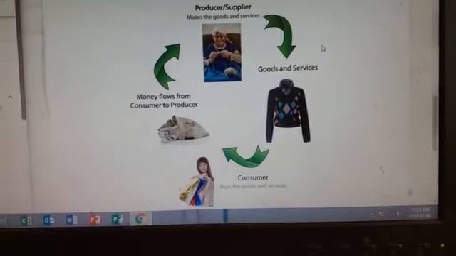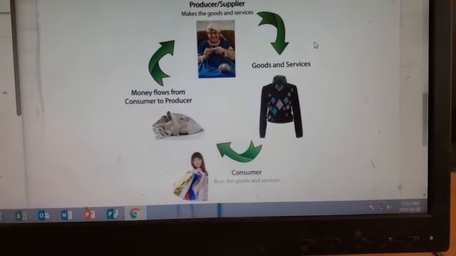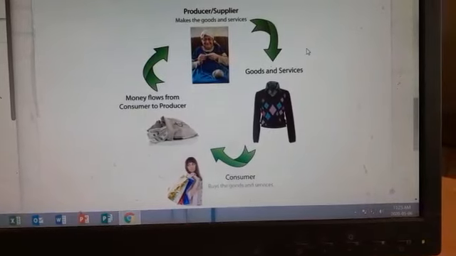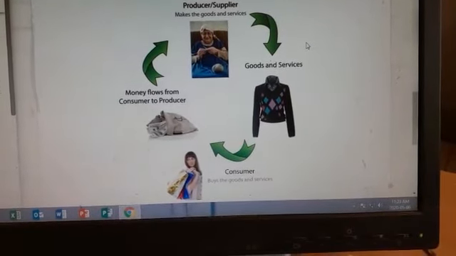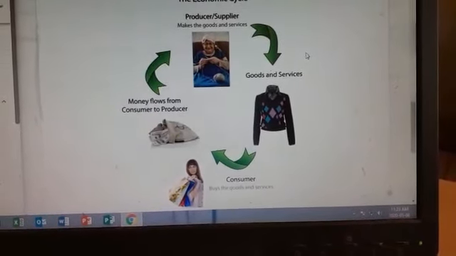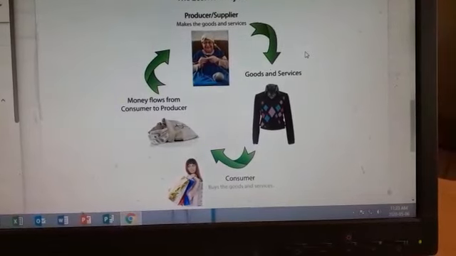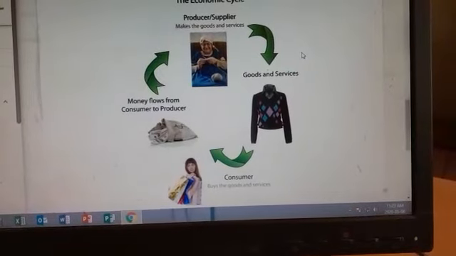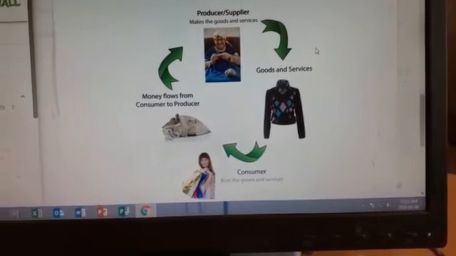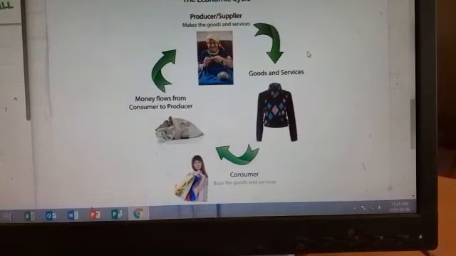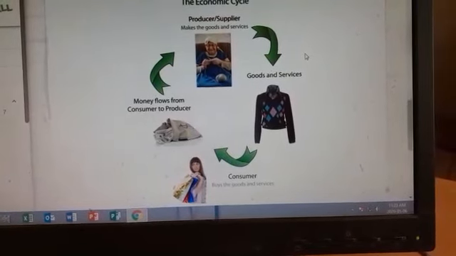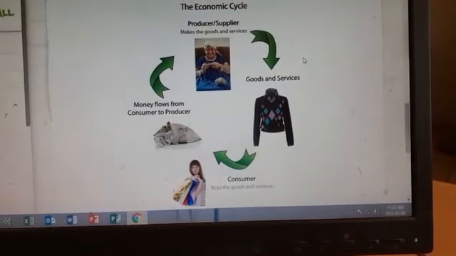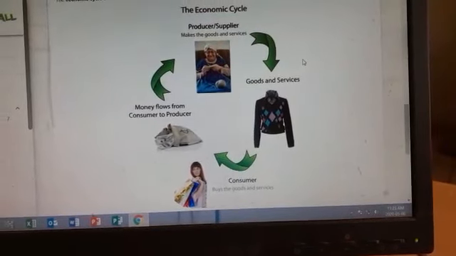Then the consumer comes along and buys the goods from the producer or the supplier. And an exchange of money takes place. So the consumer pays for the goods that she has bought. And then the money that has been used to pay for the products that the producer has made then gets put back into the business and is used to buy more goods to produce other products.